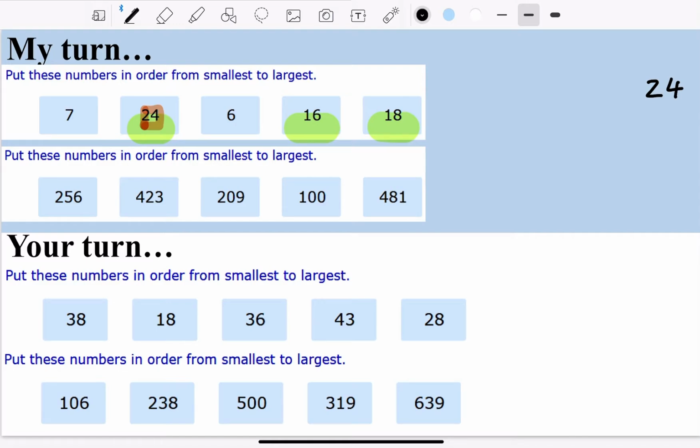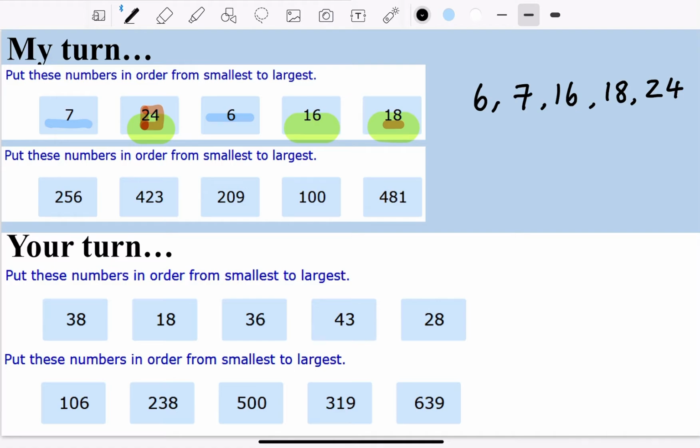Now I'm comparing 16 and 18. The number in the tens column is the same, so I want to look at the number that is now in the units column. I'm comparing 6 and 8. We know 8 is bigger than 6, so this number must be next. Naturally, as the only other 2-digit number left, 16 is next. Now I'm looking at these two single-digit numbers. 7 and 6. We want smallest first, largest next, so we're going to have 6 and then 7.